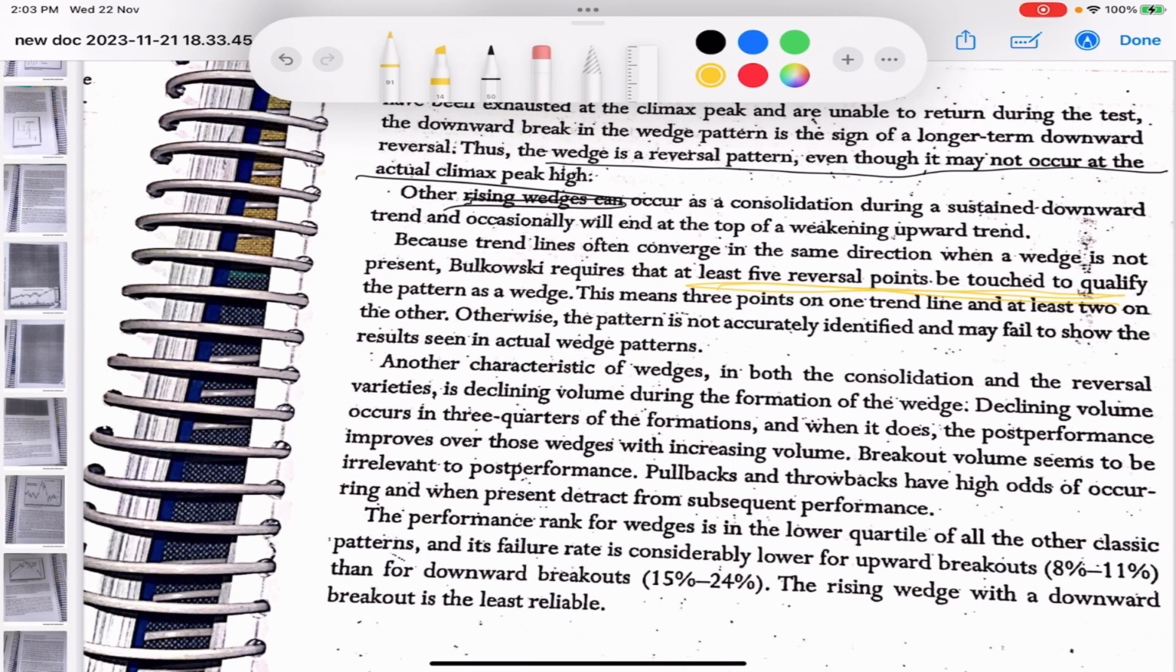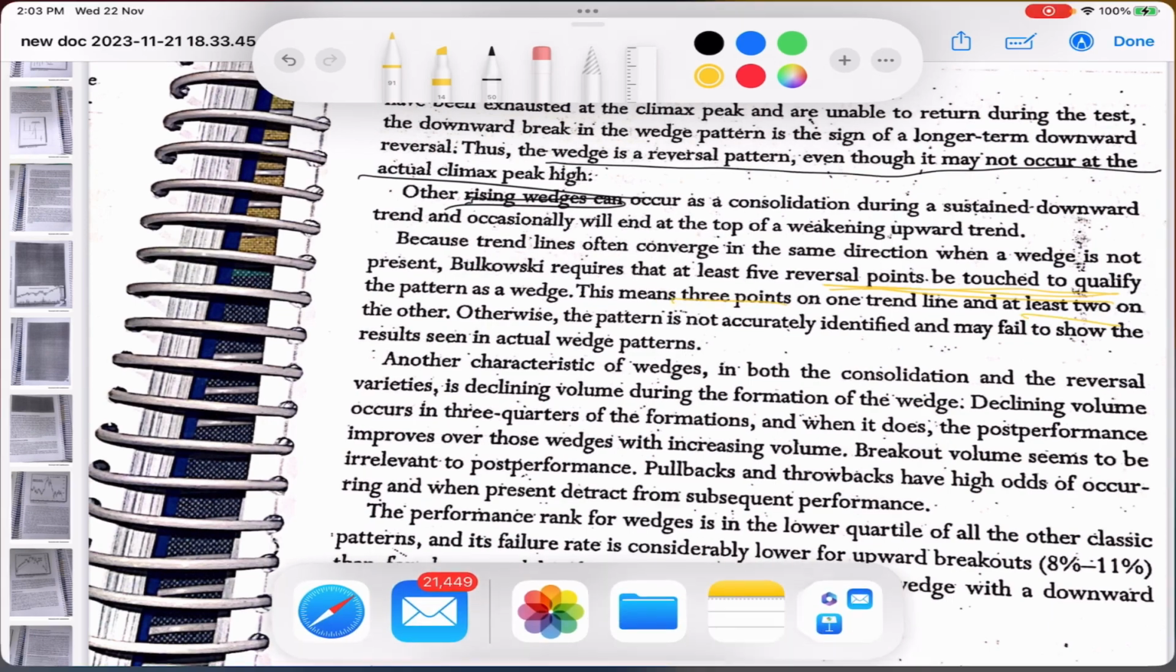Until now, what we've been seeing in triangles was that you needed 2 reversal points. But whenever we are talking about a wedge, we need 5 reversal points, so keep that in mind. Okay, so what do you understand by the 5 reversal points? It means that we need 3 points on one trend line and at least 2 on the other. Otherwise, the pattern is not a wedge.